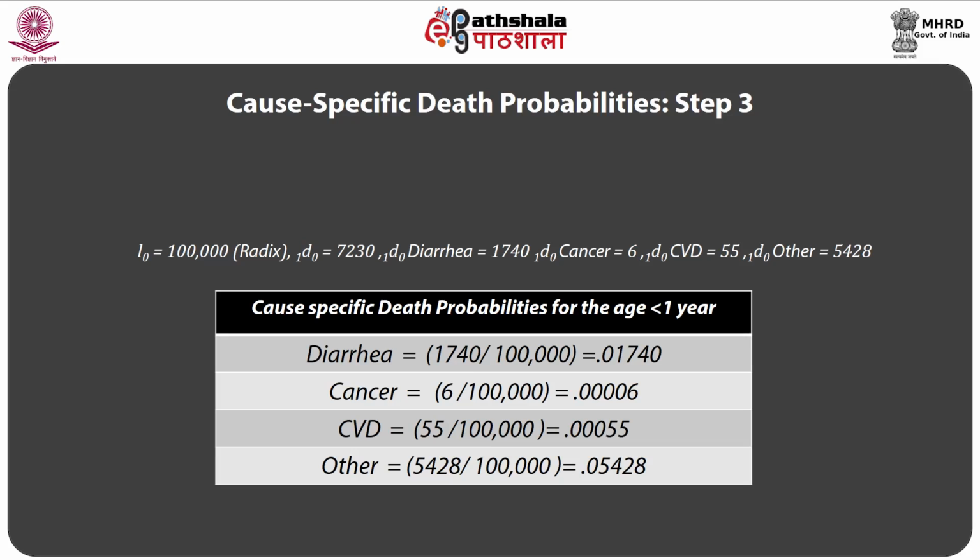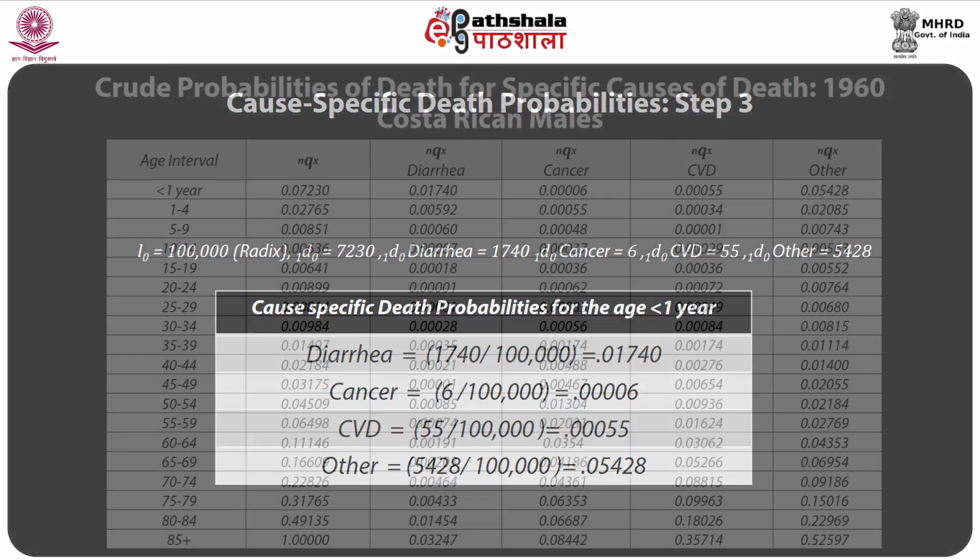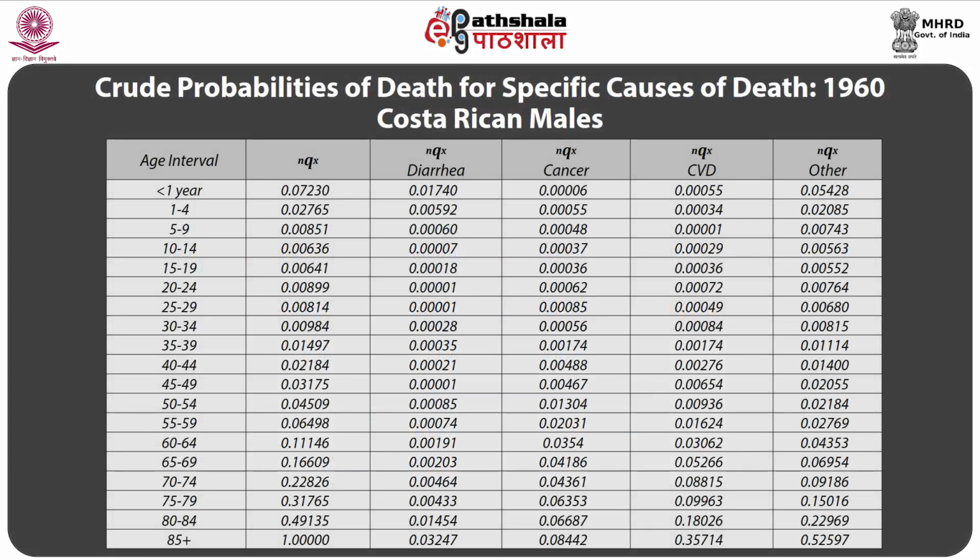Diarrhea equals to 1740 divided by 100,000 equals to 0.01740. Cancer equals to 6 divided by 100,000 equals to 0.00006. CVD equals to 55 divided by 100,000 equals to 0.00055. Other causes 5428 divided by 100,000 equals to 0.05428. For other age groups by cause up to 85 is given in table number 3.